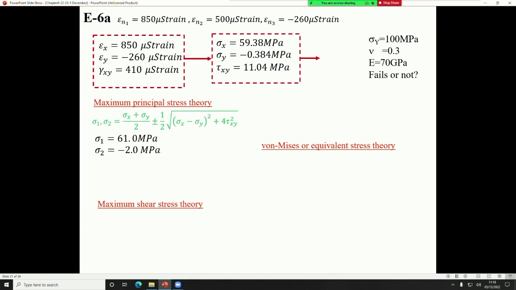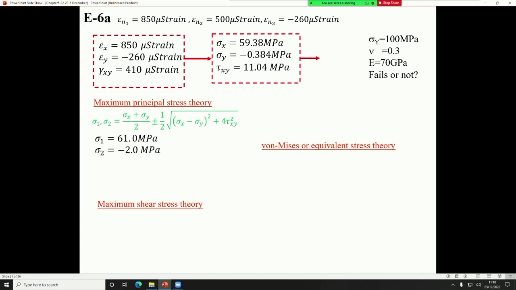If I substitute these values in these two equations, we find the maximum principal stress of 61 and the minimum of minus 2. Now my question is, if I had minus 61 and plus 2, which one would be the maximum principal stress? 61 megapascals is your maximum stress. It does not exceed the yield stress, and so you do not fail in this category.